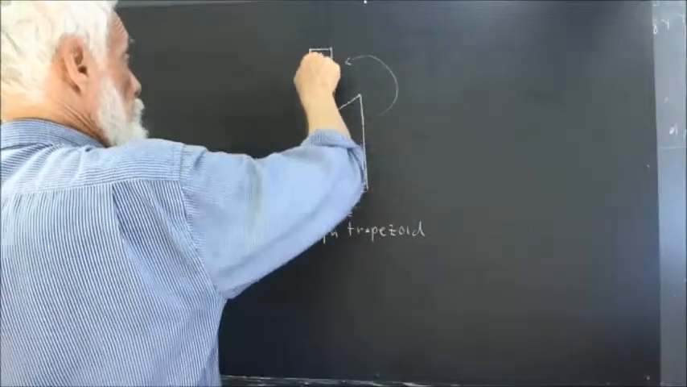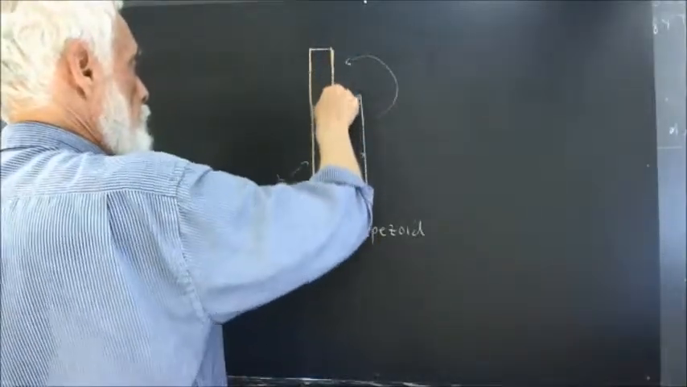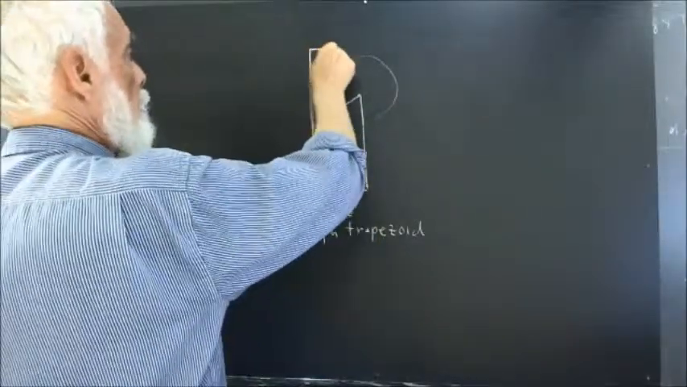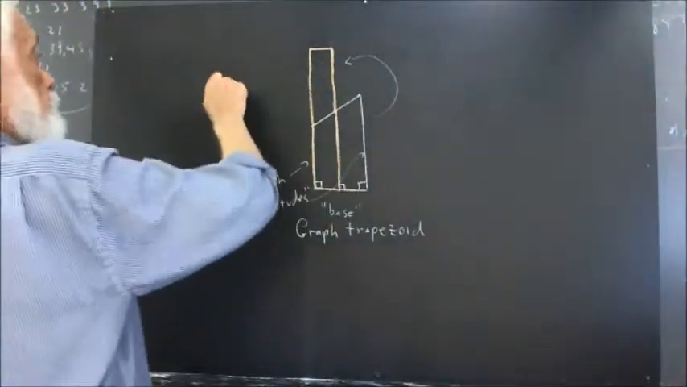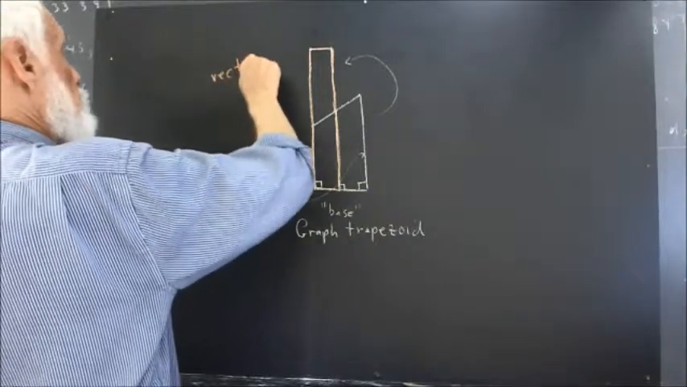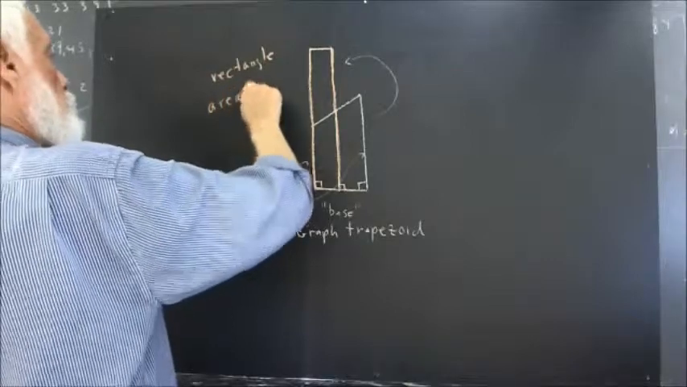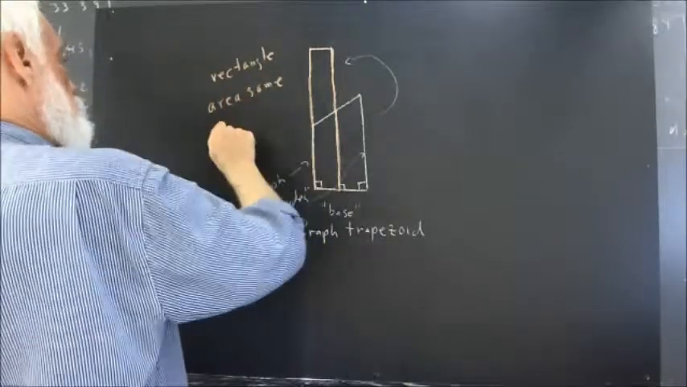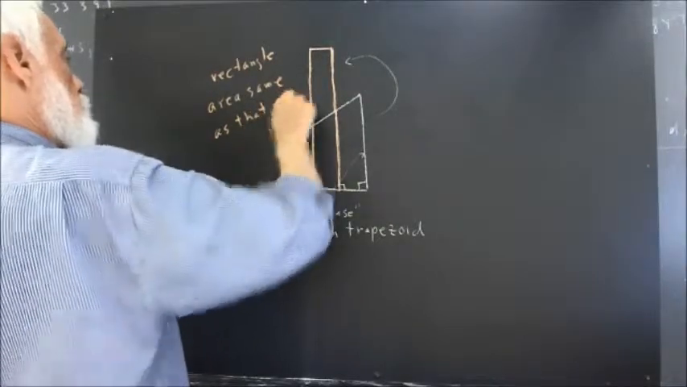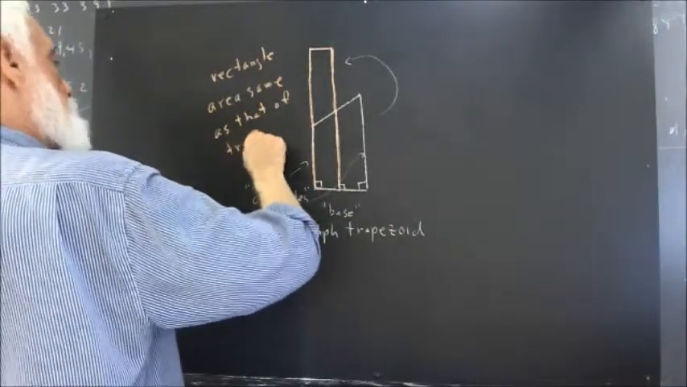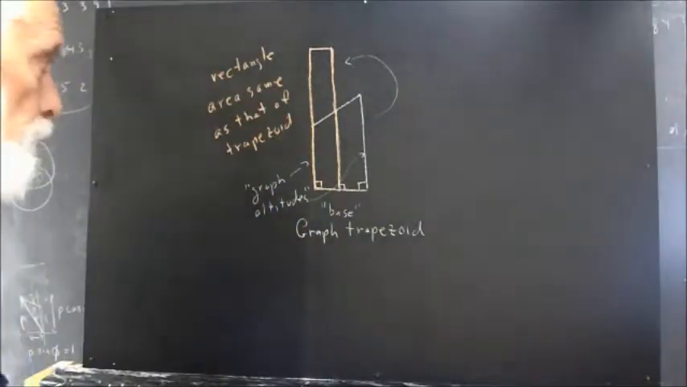So here's a rectangle whose area is the same as the area of the trapezoid. I'll say that's a rectangle, area the same as that of the trapezoid.